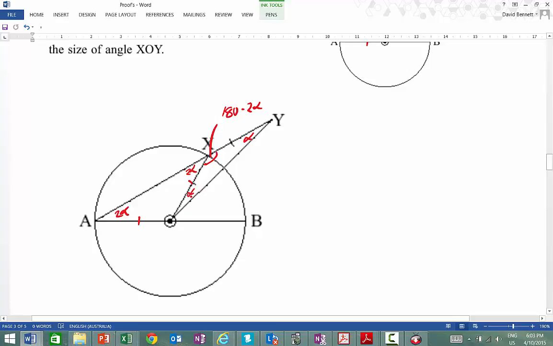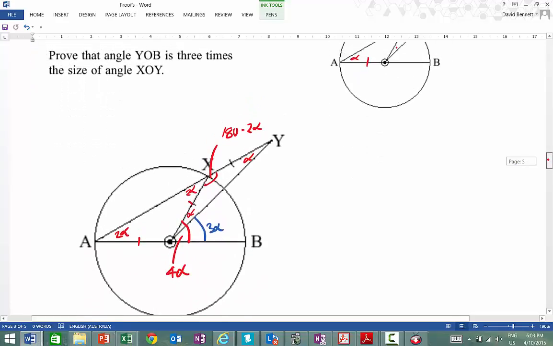Now, if we're thinking about this whole angle here, that angle there has to be the sum of those two, which means that that whole angle there has to be 4 alpha. Okay, and if this one's alpha, then this angle here has to be 3 alpha. Right, so that's our thinking with that logic there to find that. Now that will then prove that this angle is 3 times this angle here. Alright, so that's our logic about how we're going to do it.